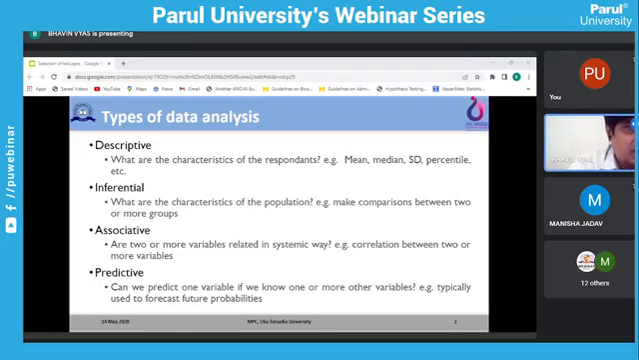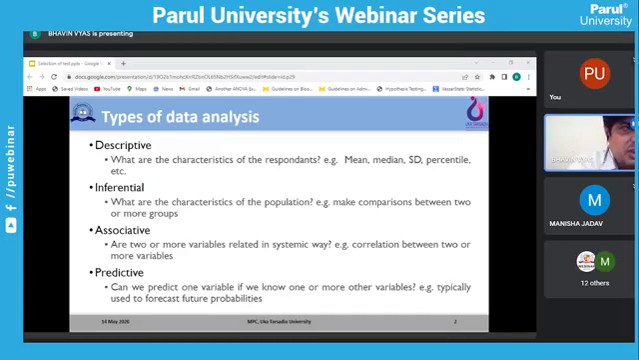That is, what are the characteristics of the population. For example, make a comparison between two or more groups. So in inferential statistics, I'll be doing like that. For hypertension, I'll be giving drug A and drug B. So in inferential data analysis, I'll be concluding that drug A is more potent than drug B, or drug B is more efficacious than drug A. If I'm doing that type of analysis, that is nothing but known as inferential data analysis.